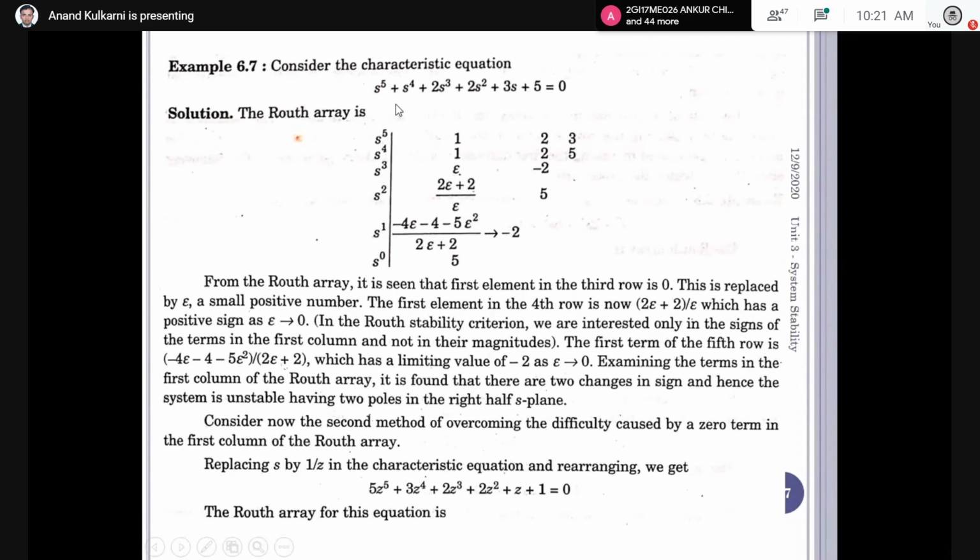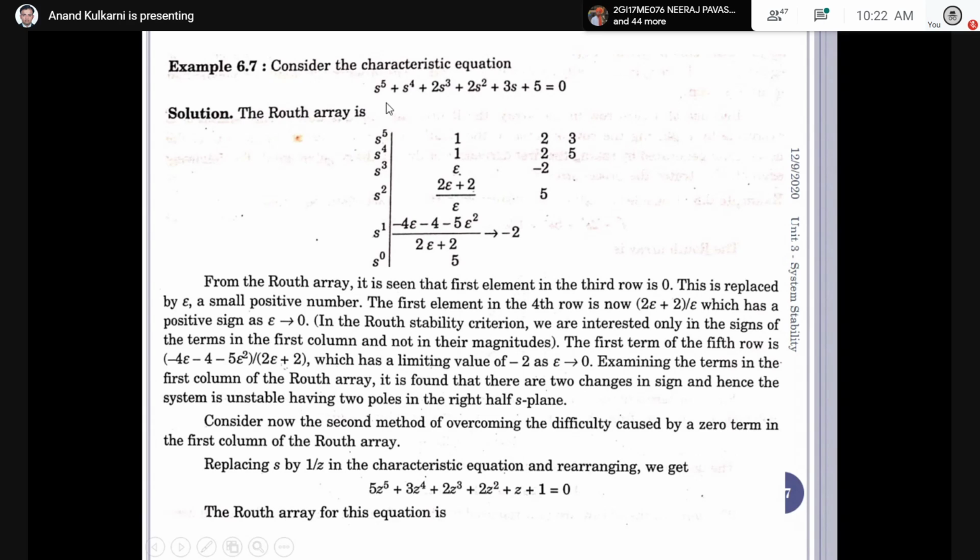We'll take this polynomial, that is 1 plus g of s h of s equal to 0. This is the characteristic equation given here: s^5 plus s^4 plus 2s^3 plus 2s^2 plus 3s plus 5 is equal to 0. Now, as usual, all the signs are positive and all terms are present: s to the power 5, 4, 3, 2, 1 and 0 are all present. That means this may be stable. Now arrange the Routh array. The s^5 row starts with 1, leave the next, that is 2, leave the next, that is 3.